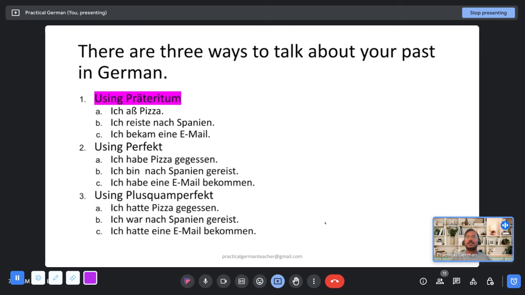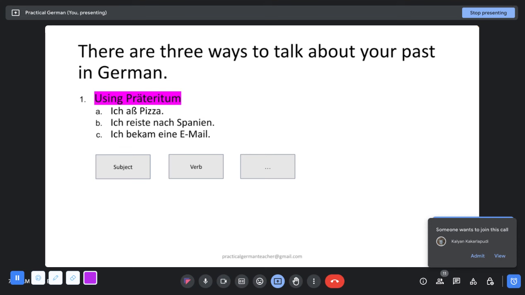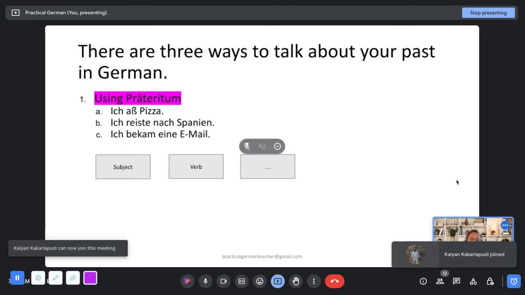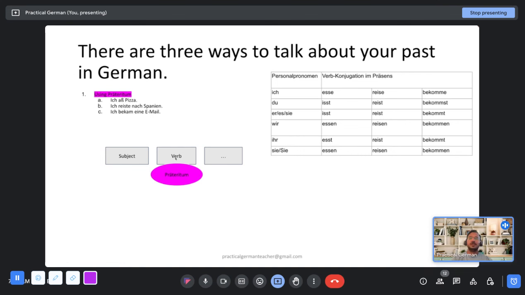Let's talk about Präteritum. So, the grammar you should know when you are framing sentences using Präteritum in the past tense. Again, the usual thing: the verb is at the second position, then you have the subject, and dot dot dot can mean object, can mean anything. The verb should be conjugated for Präteritum.